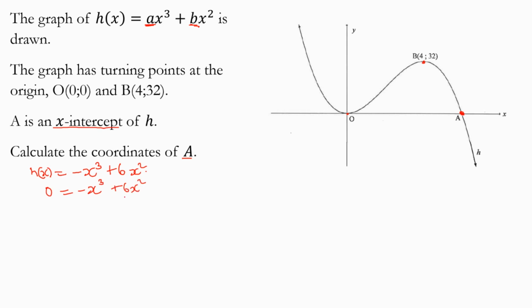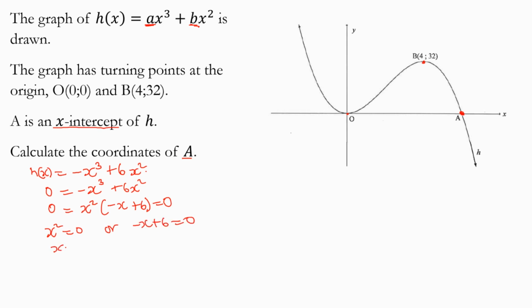It's very simple here because we don't have a constant, so we just factor out. We use the highest common factor method. So we can divide everything, or let's just use it as it is. We can factor out x squared here. So 0 is equal to x squared times (-x plus 6). So it's either x squared is equal to 0 or -x plus 6 is equal to 0.